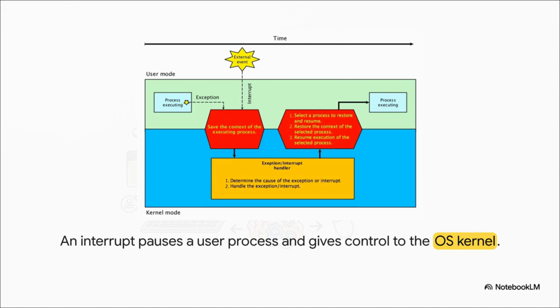And this diagram shows exactly what happens during one of these interrupts. A program is just running along in user mode. Then an event happens, sending an interrupt signal. Instantly, the OS pauses that program, switches into the super powerful kernel mode, figures out what the signal was for, handles it, and then seamlessly resumes the program right where it left off. This happens thousands of times a second.